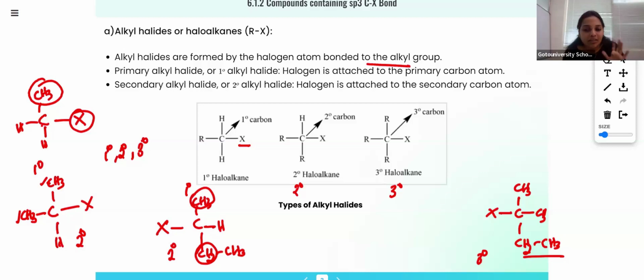This is also tertiary, because this is not quaternary or anything. No, this carbon is connected to one, two, three carbons. So this is tertiary haloalkane. So this is the classification, in which the halogen-connected carbon is connected to how many carbons? So primary, secondary, tertiary.